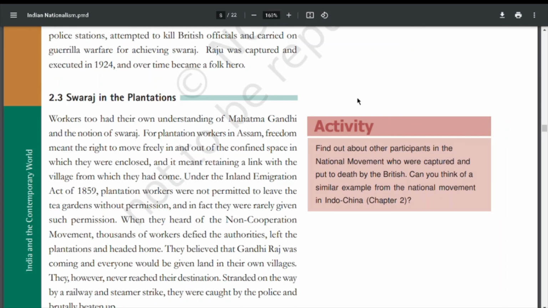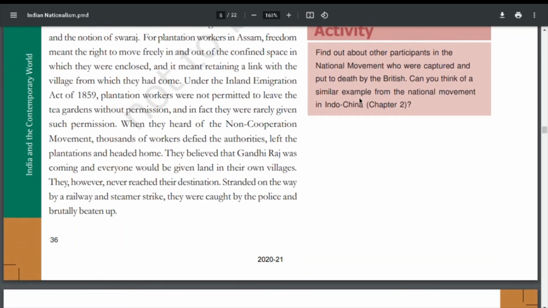When they heard of the non-cooperation movement, thousands of workers defied the authorities, left the plantations, and headed home. They believed that Gandhi Raj was coming and everyone would be given land in their own villages. They, however, never reached their destination. Stranded on the way by a railway and steamer strike, they were caught by the police and brutally beaten up.